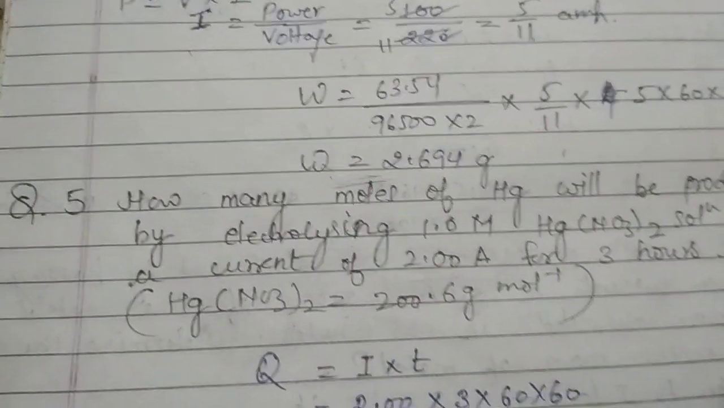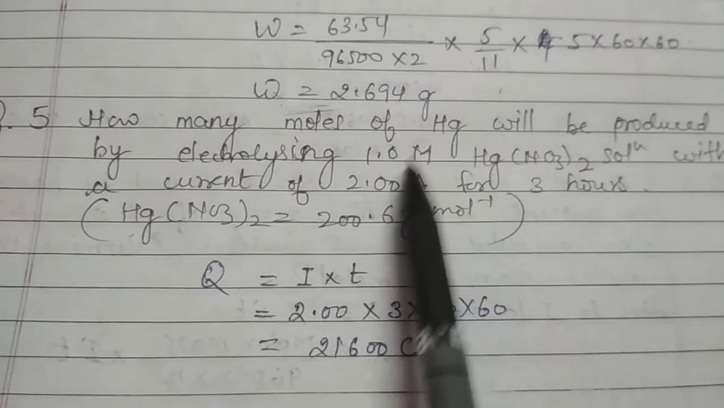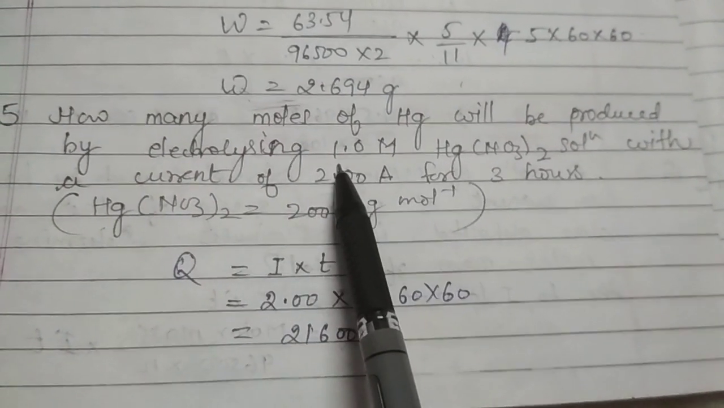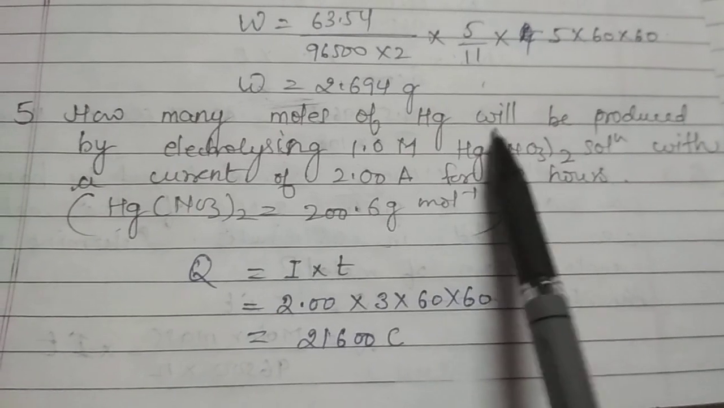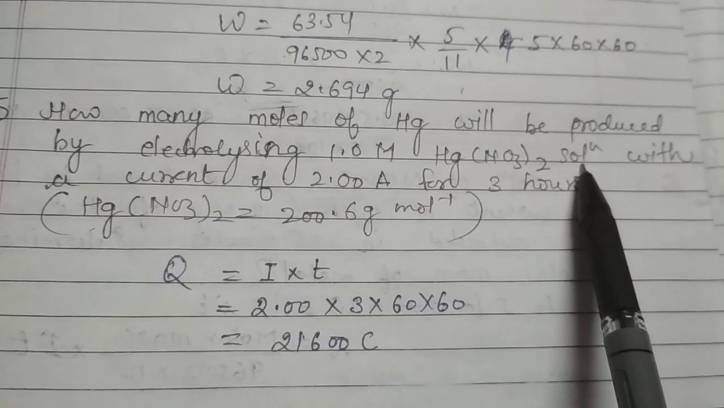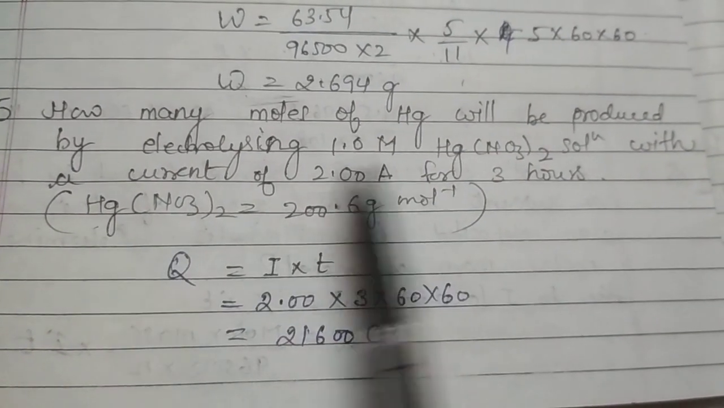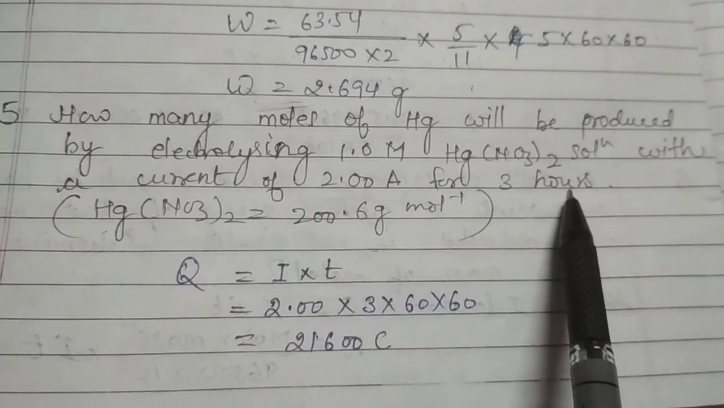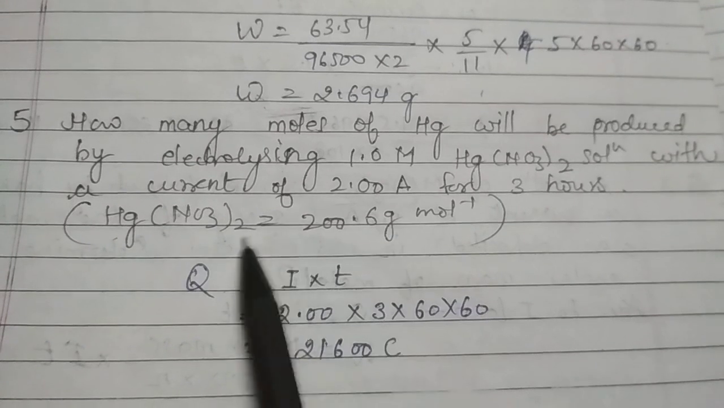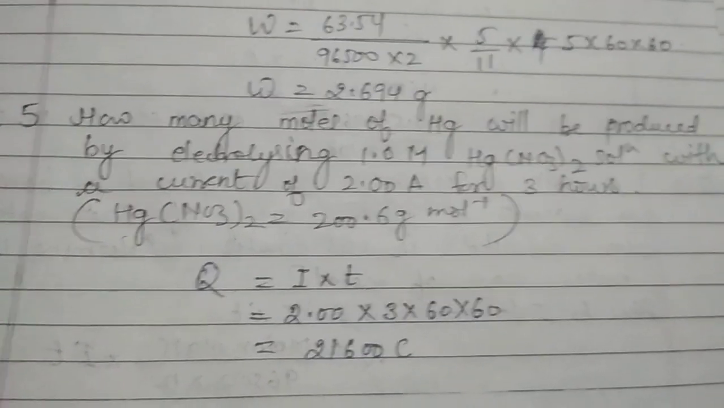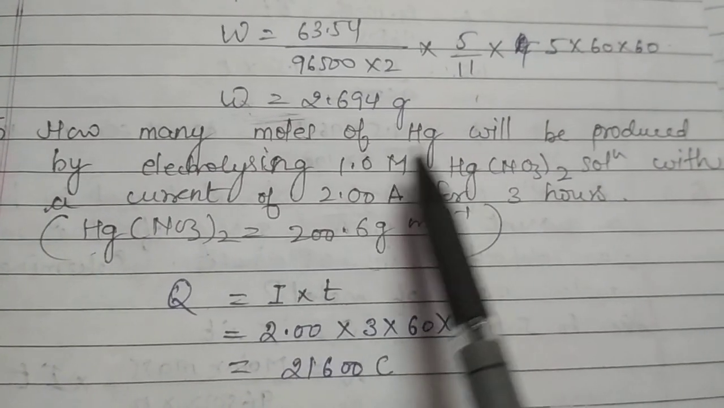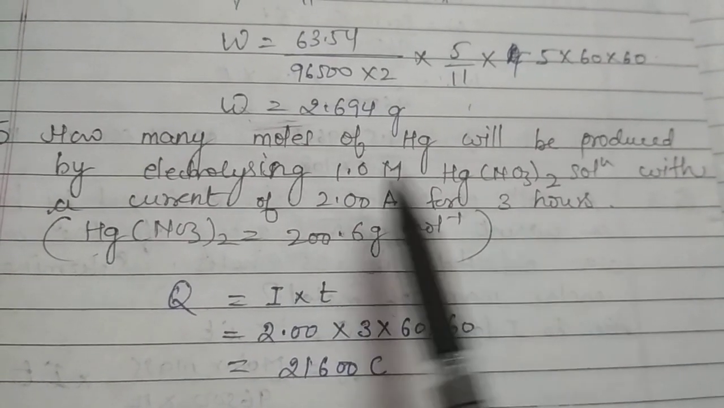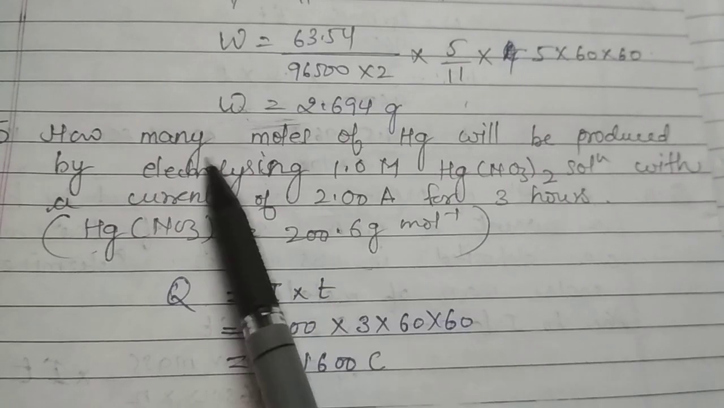Now let's see the next question. How many moles of Hg will be produced by electrolyzing 1 molar mercuric nitrate solution with a current of 2 ampere for 3 hours? Here you have been given the current and the time, both, and you are to calculate the moles.